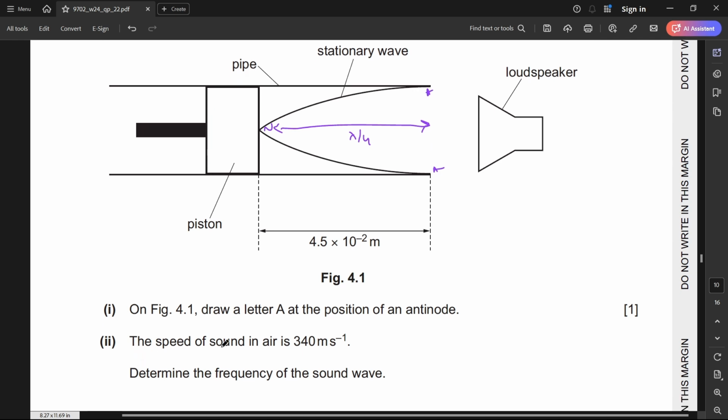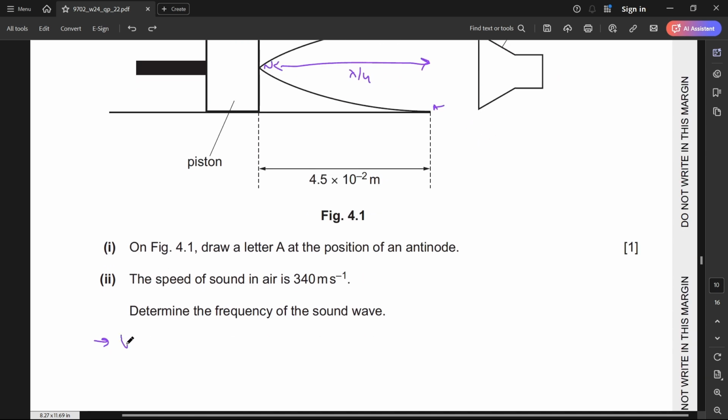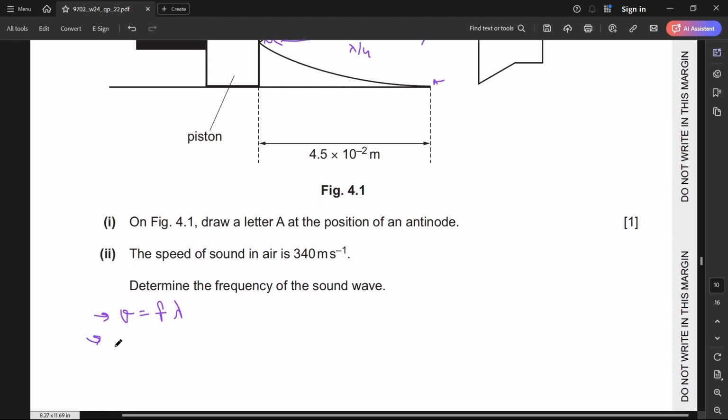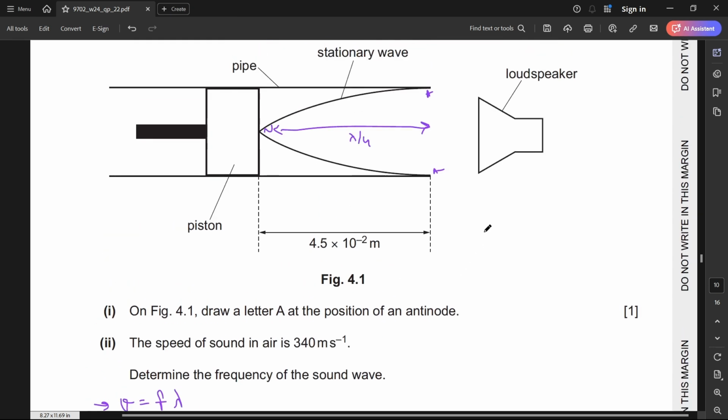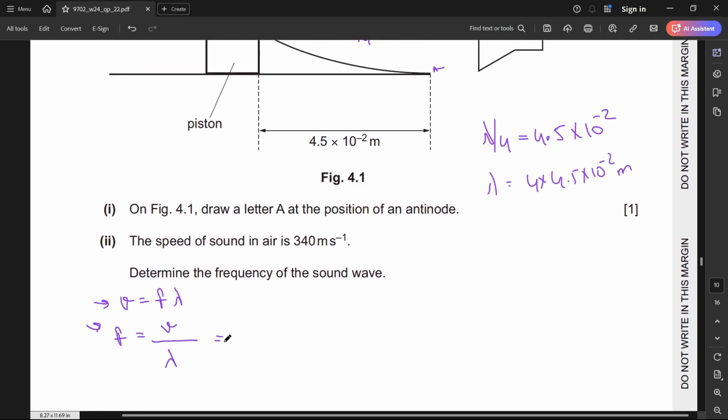Then in the second part, the speed of the sound in the air is given to us as 340 meters per second. Now we have to determine the frequency of the sound wave that is emitted over here. So we know that v = f x lambda. v is the speed of sound, f is the frequency, lambda is the wavelength. So based on this, if we have to find the frequency, we need to know the velocity. It is 340 divided by lambda. So lambda can be found with the help of this equation, that lambda by 4 comes out to be equal to 4.5 x 10^-2. So my lambda will be simply equal to 4 x 4.5 x 10^-2 meters.